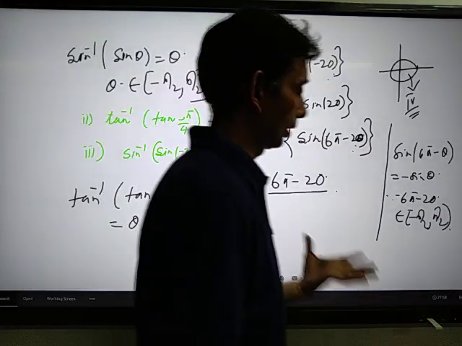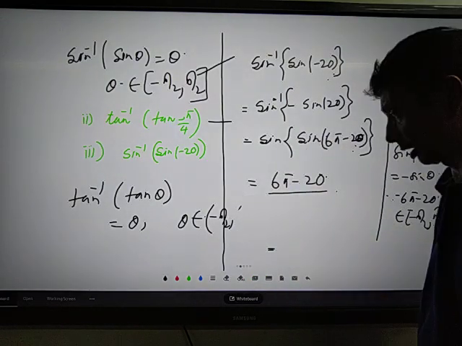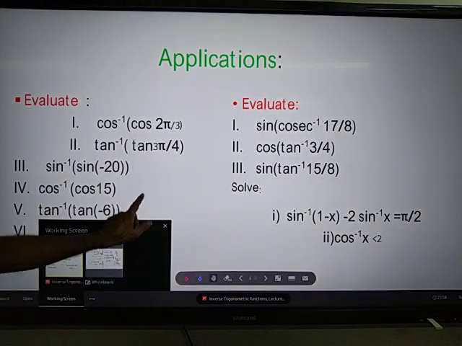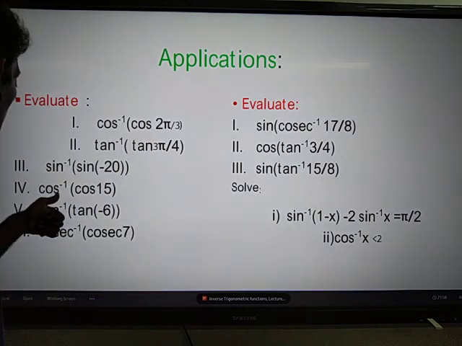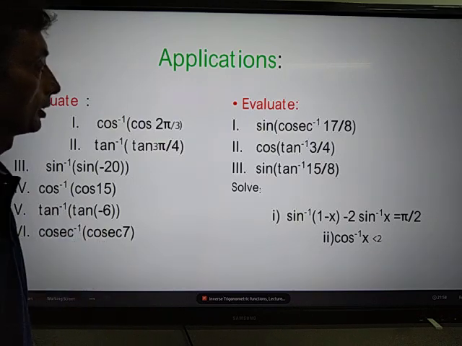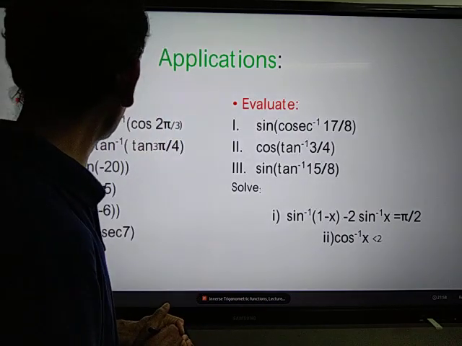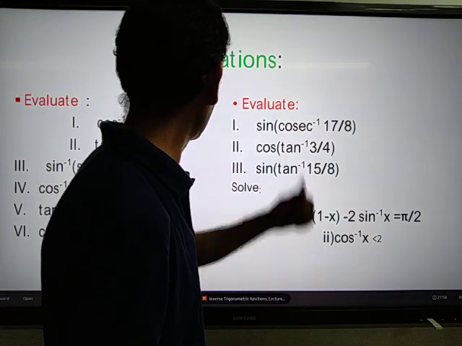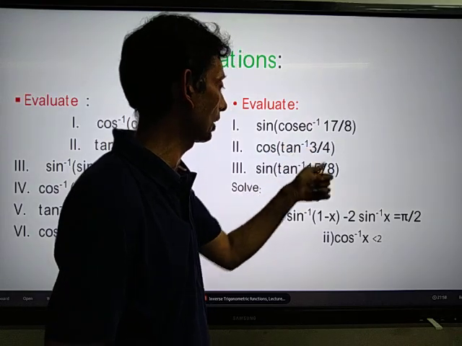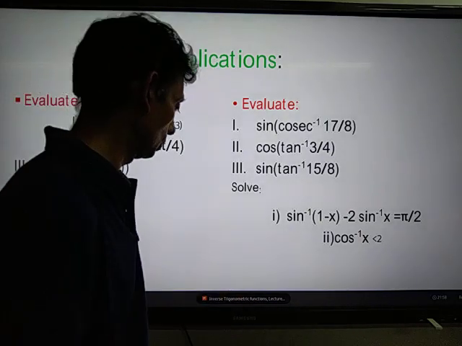So this is a little different than the question that we have done. Like this, I have given you some more questions. Like this is cos inverse cos 15 and tan inverse tan minus 6, cosec inverse cosec 7. Then we'll be taking some questions from this side, that is sine cosec inverse 17 by 8, cos tan inverse 3 by 4, etc. This is basically the uses of the property 2. Let us see that.